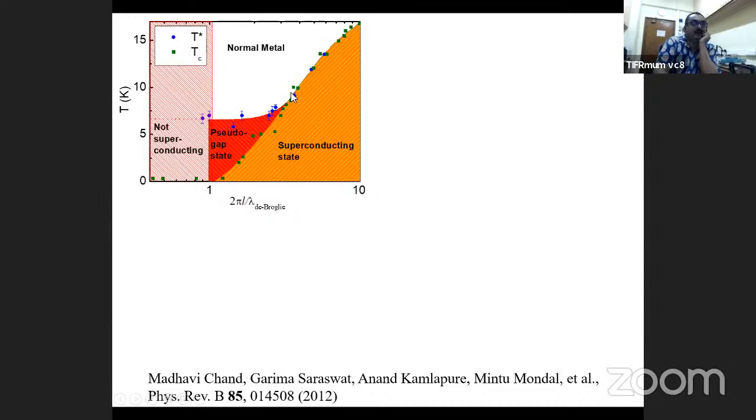So the superconducting gap vanishes at Tc, but when you go to strong disorder, low superfluid stiffness, the gap vanishes roughly at the same temperature, which is close to 6 to 7 Kelvin, but the Tc comes down, so you get this pseudo gap state here.